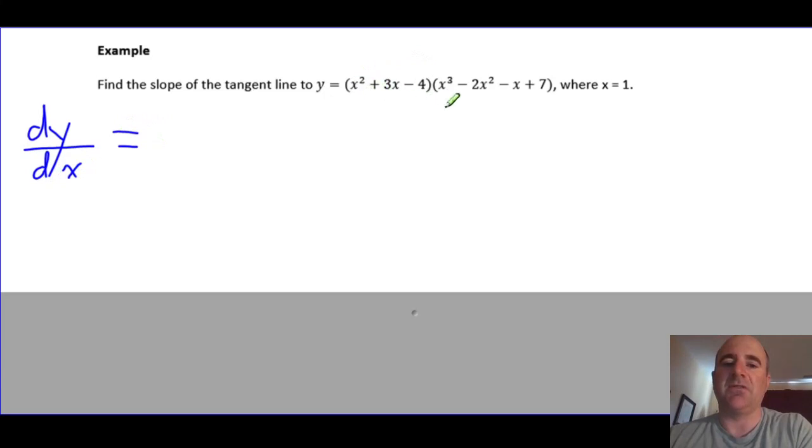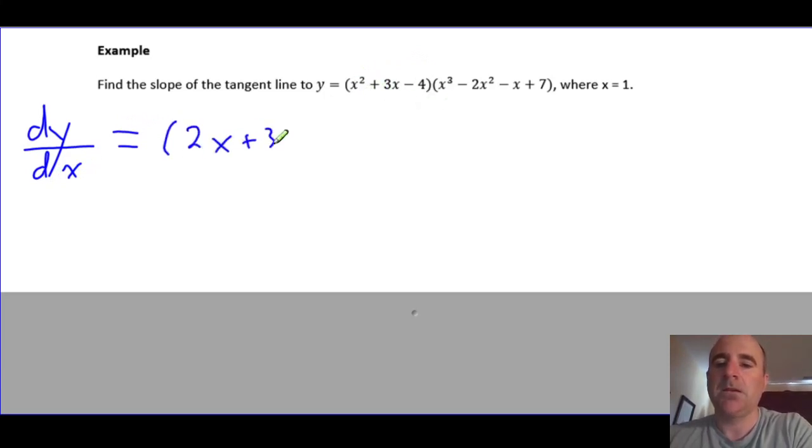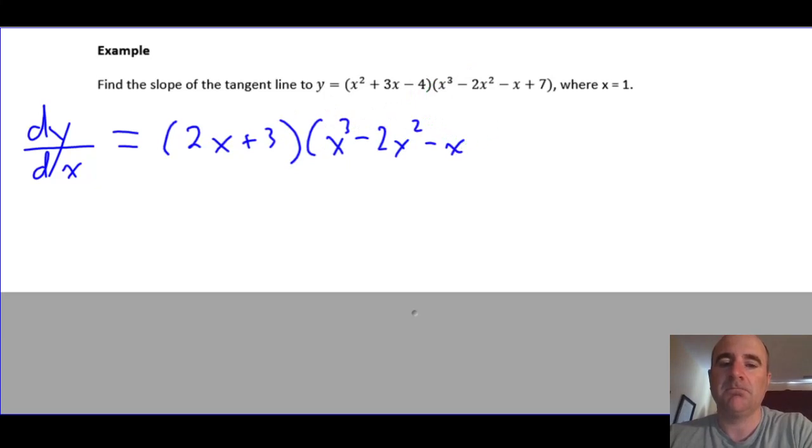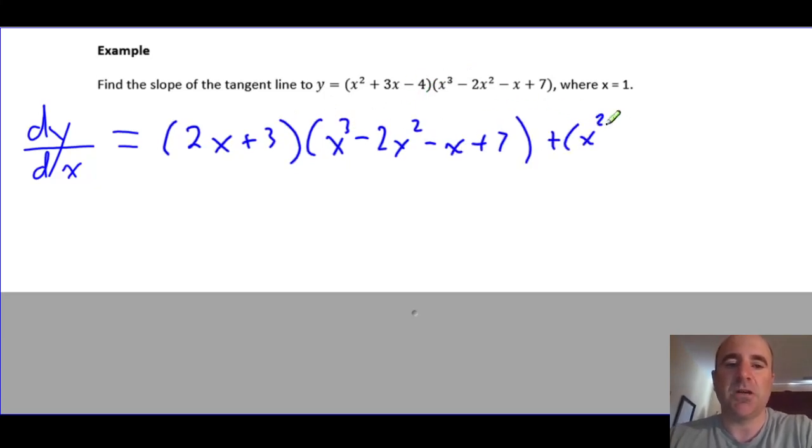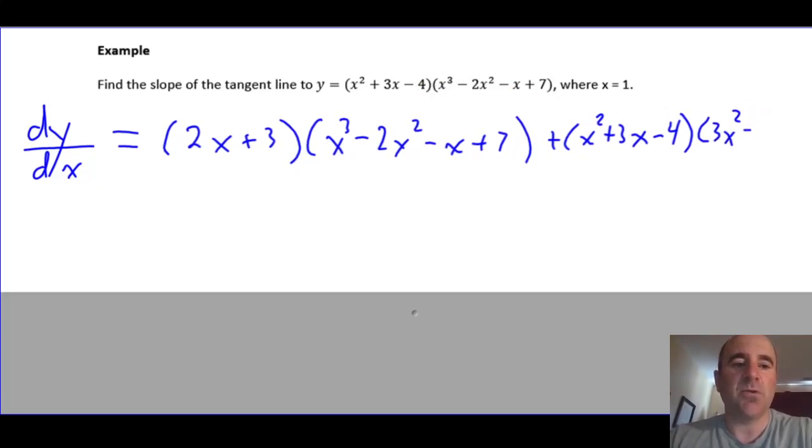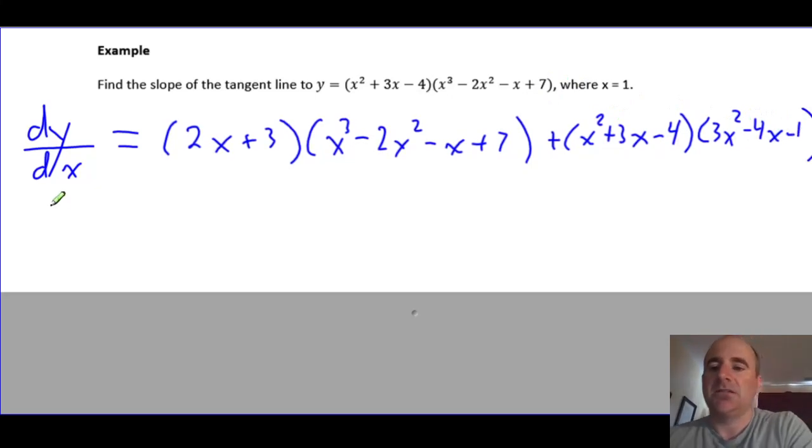So it's the derivative of the first, which is 2x plus 3, times the second, not taking the derivative. Okay, plus the first, x squared plus 3x minus 4, times the derivative of the second, which is 3x squared minus 4x minus 1.